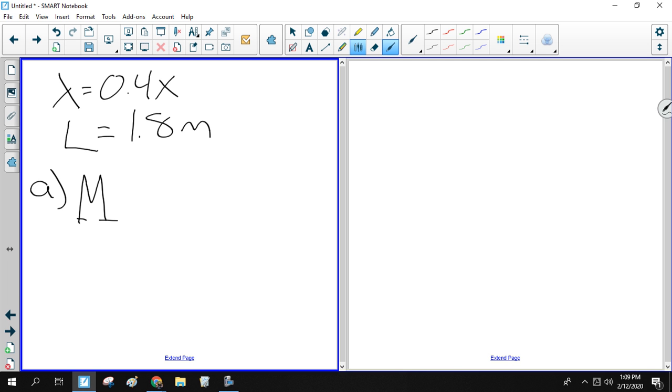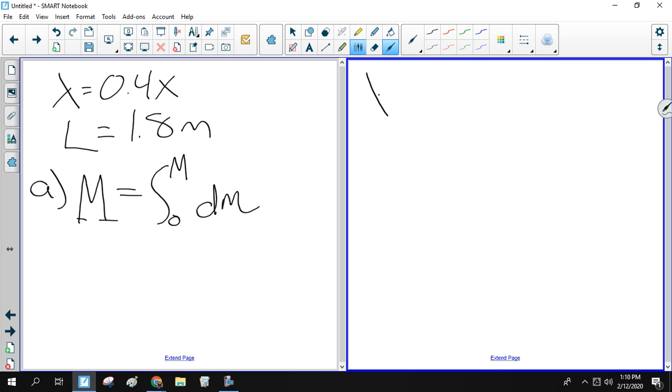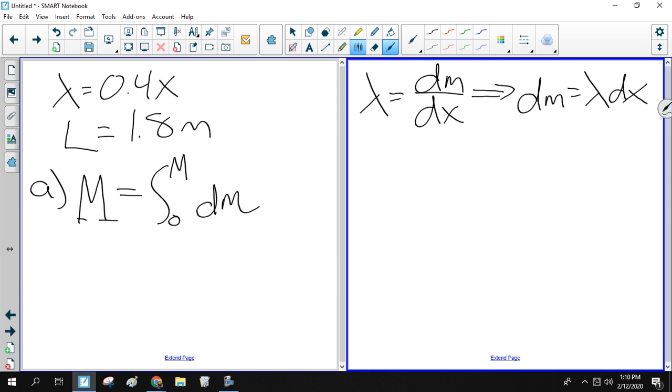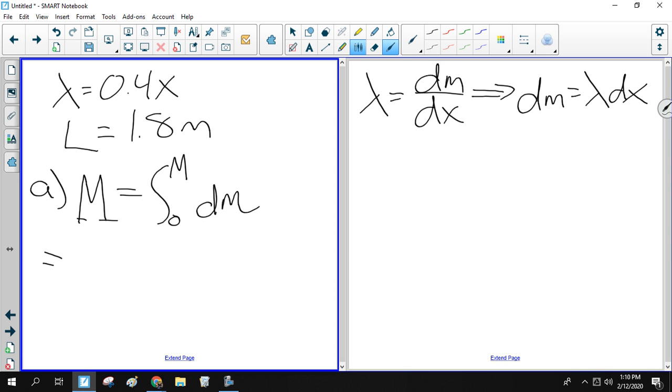I'm going to put little feet on my capital M's so that you can tell they're capitals. Cool? All right, so here's how you do this. Mass is the integral from 0 to M of dm. Huh, that is useless. So what is dm? Well, remember, lambda is dm/dx. It's the mass per unit length. So if you algebraify this, you get dm equals lambda dx. So I'm going to replace dm with lambda dx.